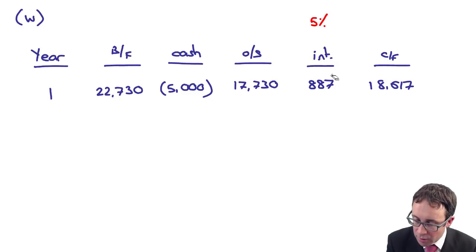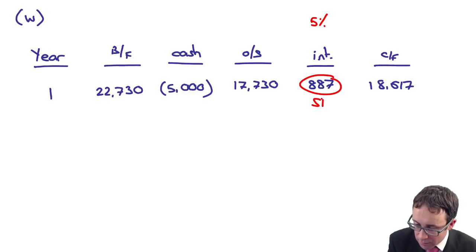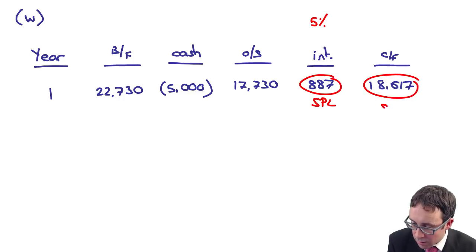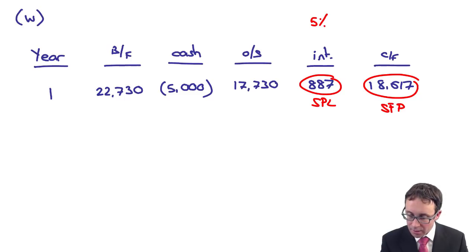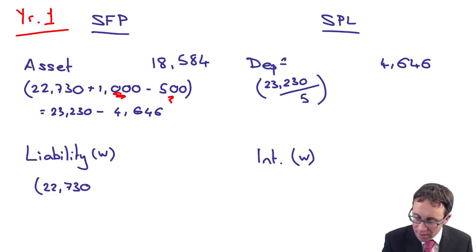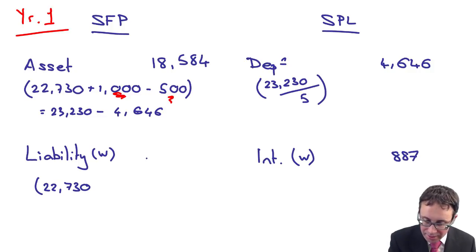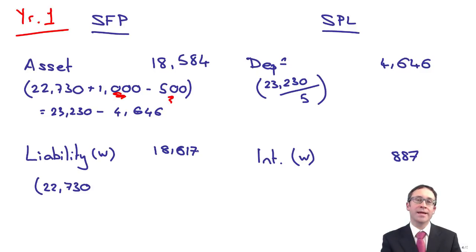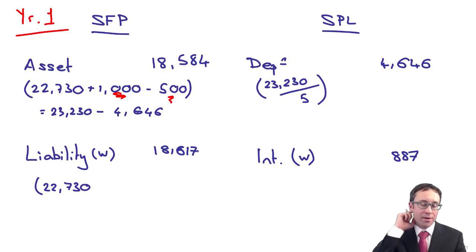Why is that important? Because what you've got now is the interest at 887, which goes to the statement of profit or loss, and the carry forward of 18,617, which goes to the statement of financial position. So I've got interest of 887. The liability is at 18,617. Okay, there we go. Excellent. Everybody happy with that?